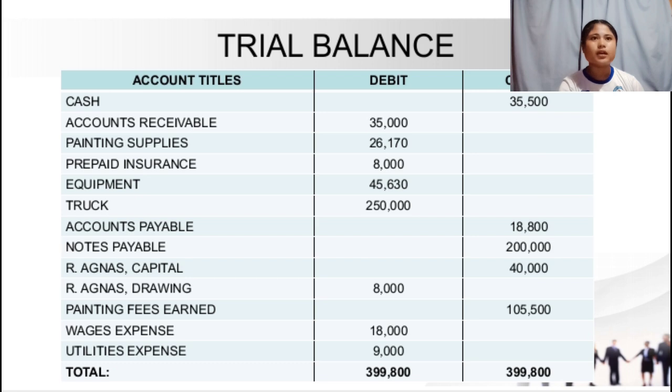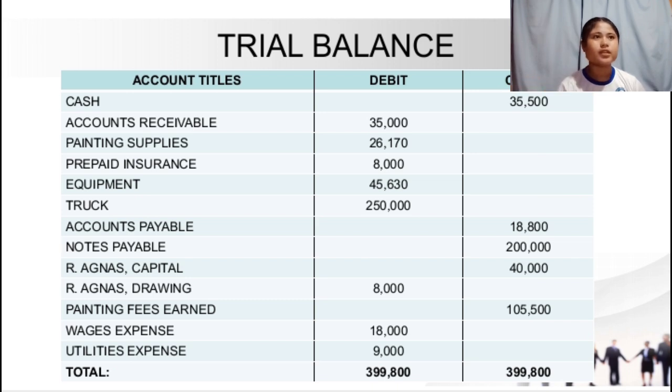In Ramon Agnes's trial balance, each account is listed, such as cash, accounts receivable, painting supplies, prepaid insurance, equipment, truck, accounts payable, notes payable, R. Agnes Capital, R. Agnes Drawing, painting fees earned, wages expense, and utilities expense. These accounts are categorized into assets, liabilities, owner's equity, revenues, and expenses.